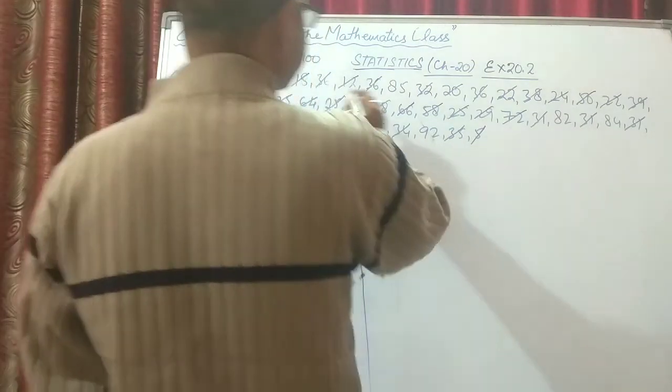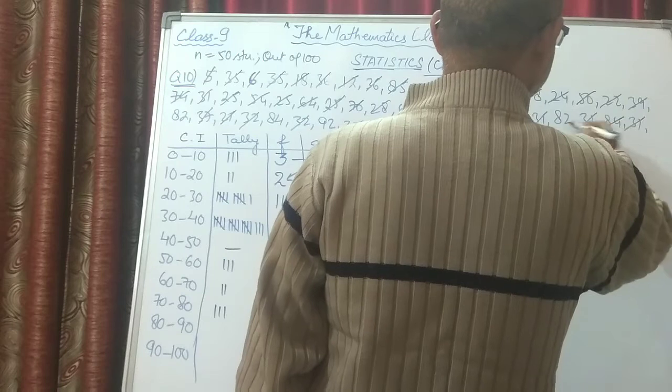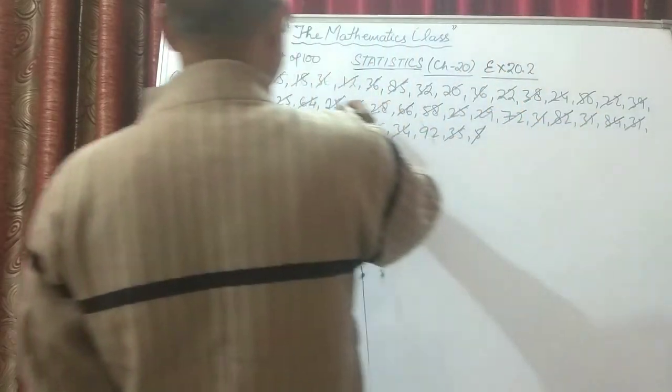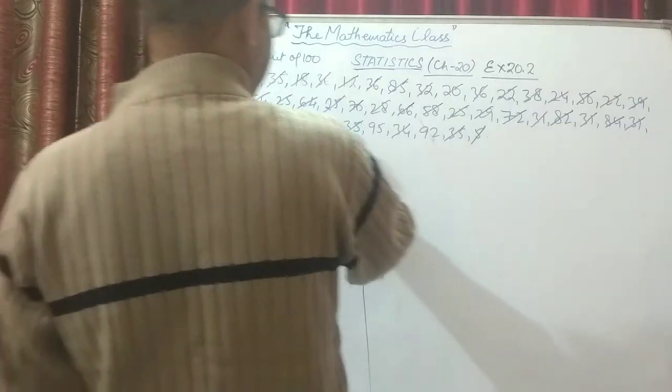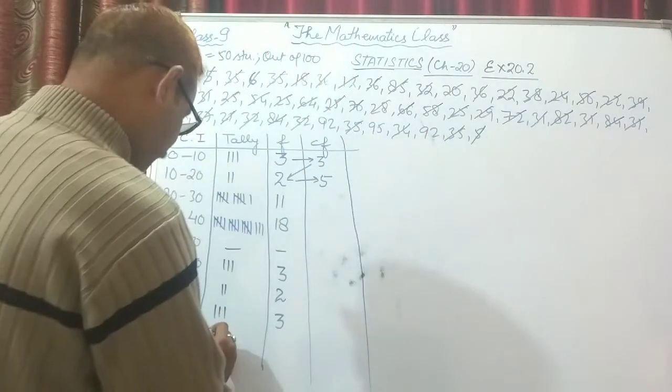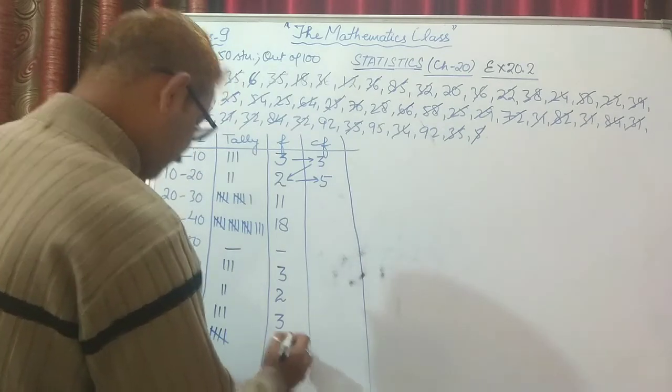Now we will check 80 to 90. 80 to 90 is 1, 2, 3, 4, 5. So this is 5.